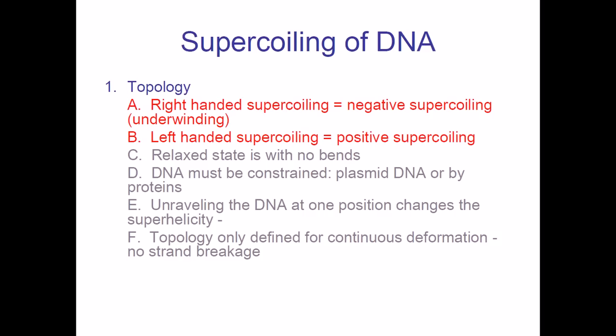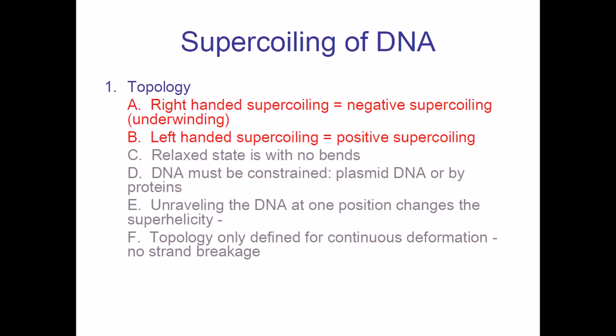Now, if we talk about right-handed supercoiling, that means the DNA is coiled in a right-handed orientation. Remember that when we talk about supercoiling, we're not only talking about the simple DNA structure. We're talking about DNA which is further folded, because the strands of the DNA are wrapped around each other in a helical fashion. Similarly, when that helix itself is coiled upon its own structure, it is called supercoiling of the DNA. It can be right-handed coiling or left-handed coiling. Right-handed coiling is also termed negative supercoiling. It also means the underwinding of the DNA. On the other hand, left-handed supercoiling is called positive supercoiling.